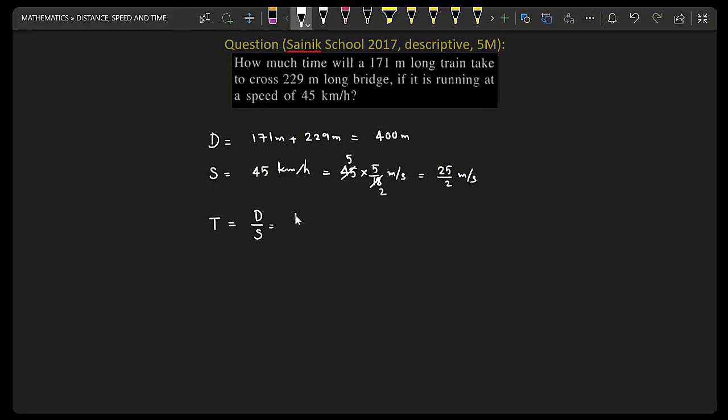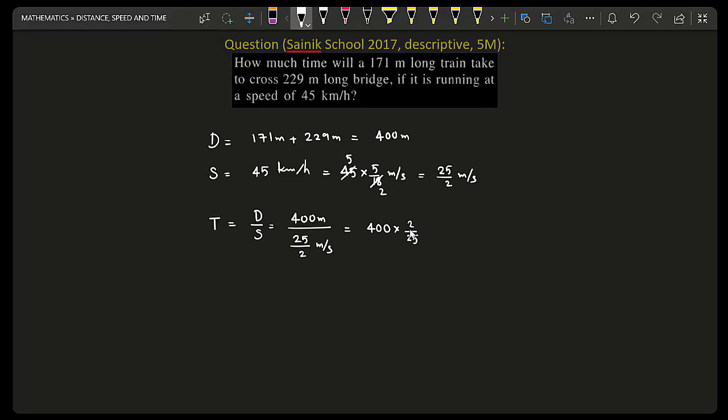400 meters. And what is the speed? 25 by 2 meters per second, right? Now we need to calculate the time. There is a fraction in the denominator. What can we do? The numerator we have to reciprocal. That means it is 2 by 25. What are the units for this answer?